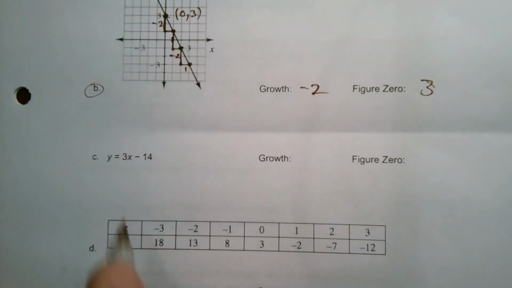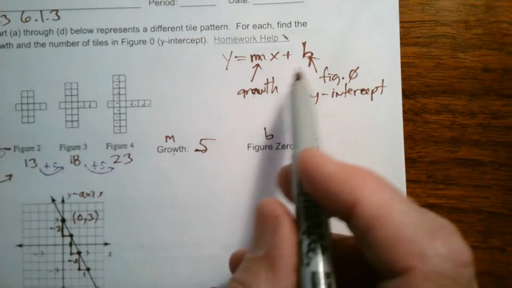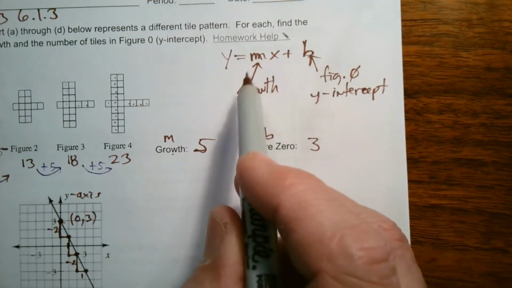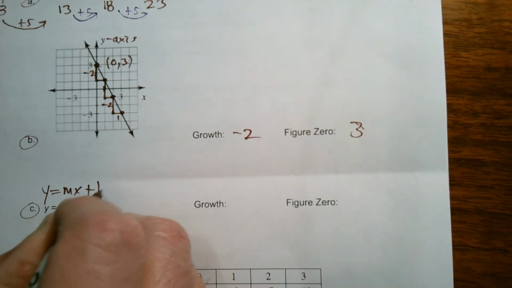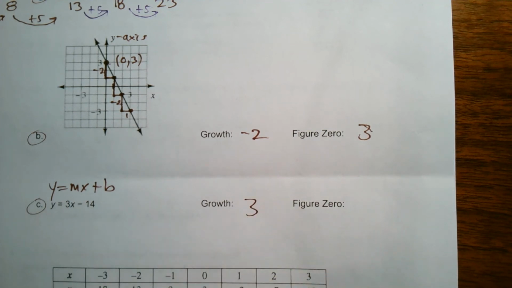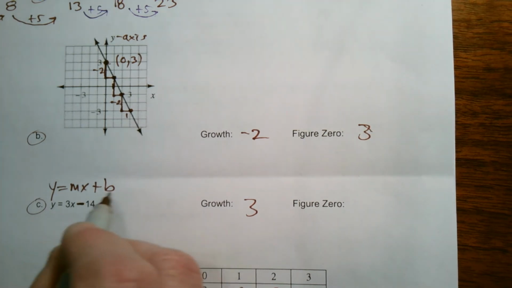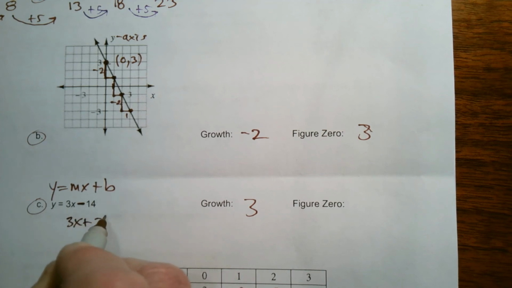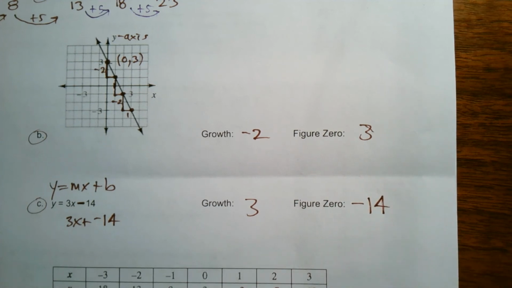Okay, part C. Part C is in equation form. I know the standard form of the equation, y equals mx plus b. M is your growth, b is your y-intercept. My m is always the coefficient of the x. That's my growth. My growth is 3. B is always that constant, but pay attention that the sign in front of that constant is minus. So in this case, minus 14. I could write it as 3x plus negative 14. So that negative 14 is my figure 0, or my y-intercept.